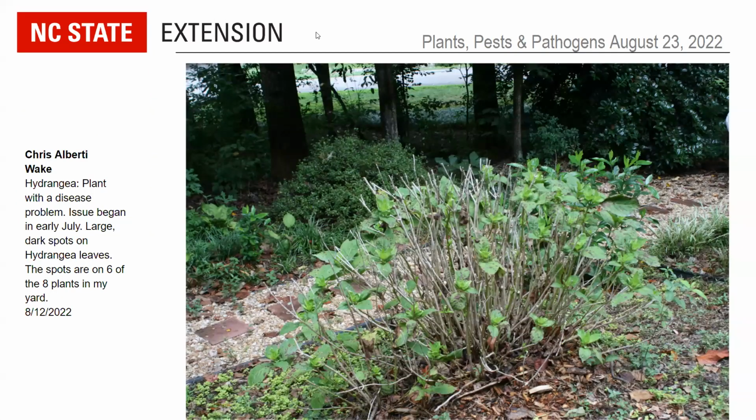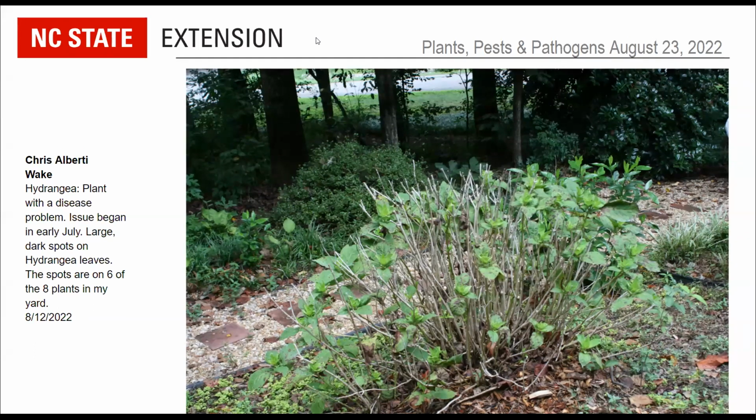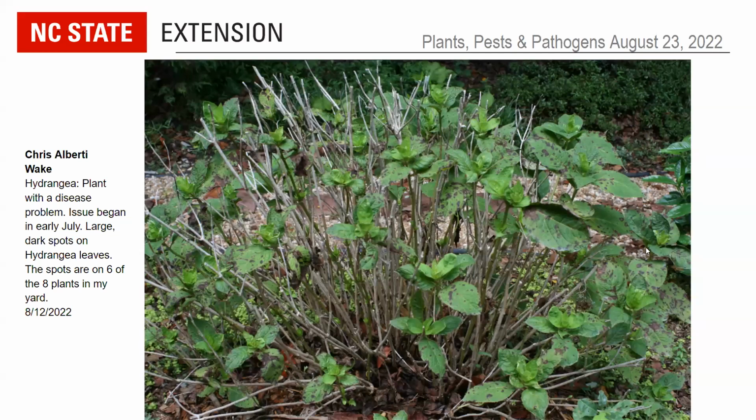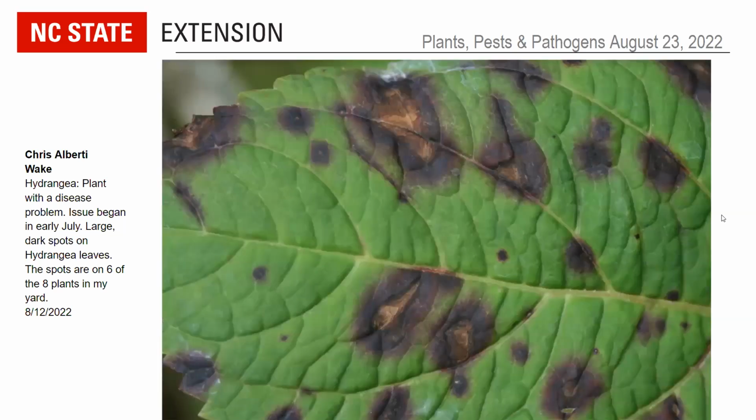This one a little bit easier. Hydrangea says disease problem began early July. I don't know about the dead stems. That looks more like old cold injury, but the spots on the leaves, which are better seen in the next slide here, the photograph up close of quite a large number of leaf spots, and even closer up in the next photograph. So when you see this, basically think one of two things.